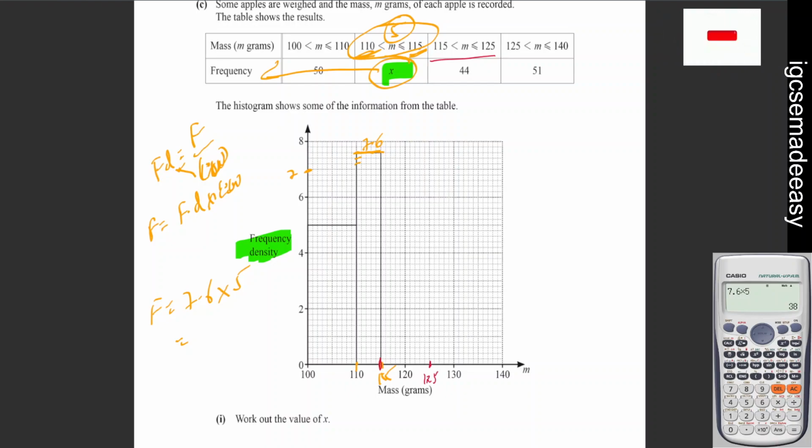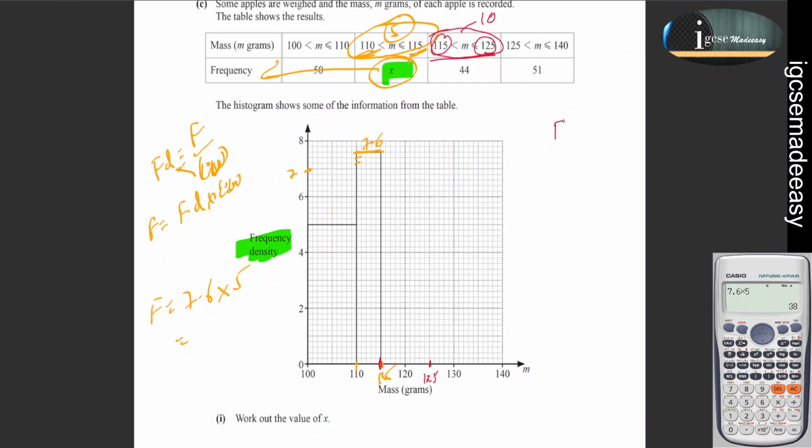So what is the class width of this? Class width is 125 minus 115, upper limit minus lower limit, that is 10. The class width is 10, right? So frequency density for this case is what? Frequency, that is 44, divided by class width, that is 10. So the frequency density that we have to draw in this diagram is 4.4, because 44 divided by 10 is 4.4.